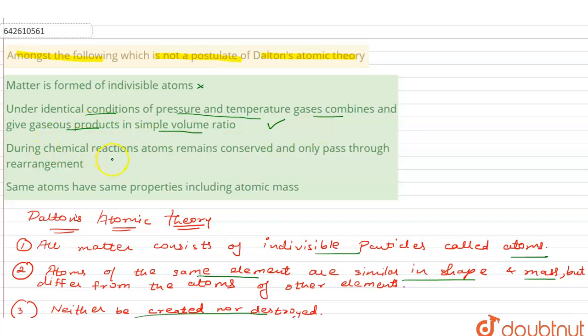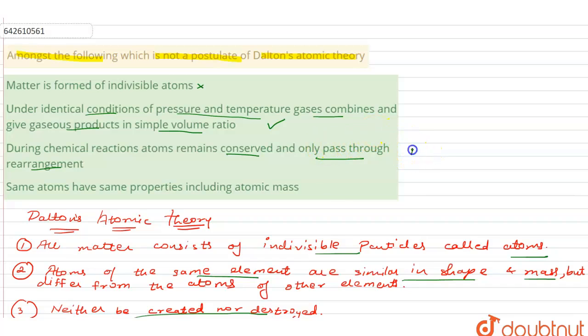During chemical reactions, atoms remain conserved and only pass through rearrangement. Absolutely true, isn't it? They can neither be created nor destroyed. So whenever they take part in a chemical reaction, they remain conserved. If there are 2 atoms of say oxygen on the left hand side, it will be reflecting on the right hand side also. The only thing is that the ratio in which it will be combining to form a product would be different.